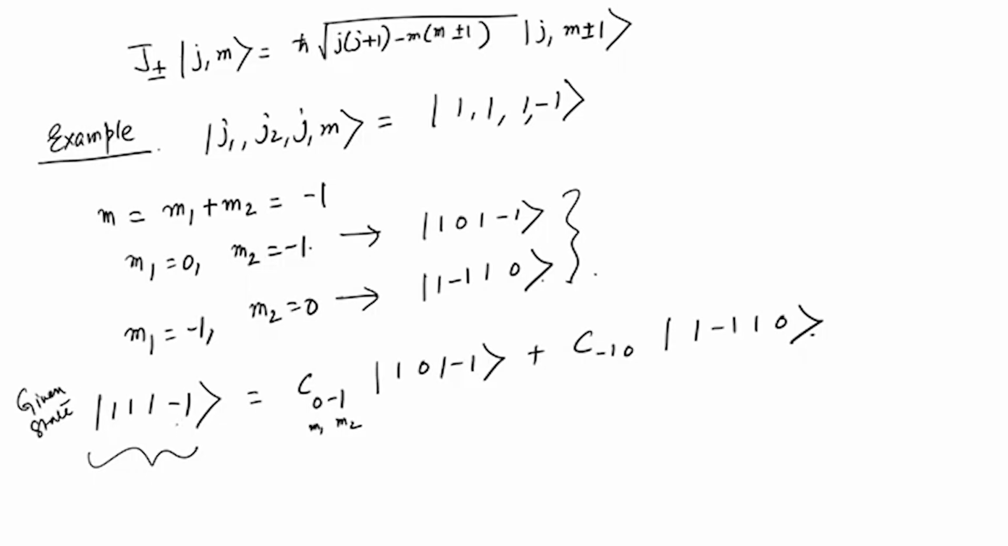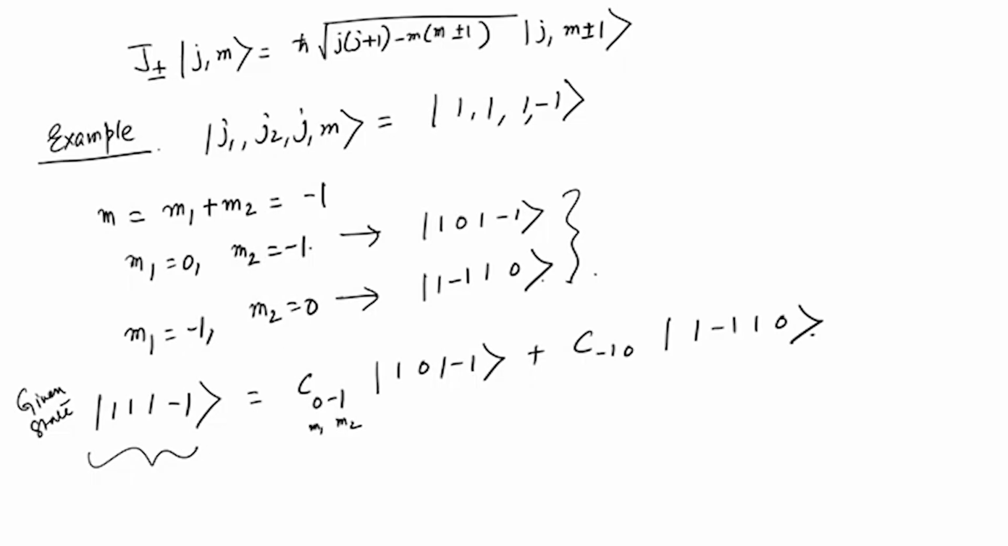So, this is a given state, for a fixed value of J and M, can be written in terms of these states with M1 and M2, to be given by this and the C M1 M2. Since we have summed over all the possibilities, there is no sum left, but the mod square of C 0 minus 1 will tell you that we get M1 equal to 0 and M2 equal to minus 1, and the mod square of C minus 1 0 will tell you that we get a state with M1 equal to minus 1 and M2 equal to 0.